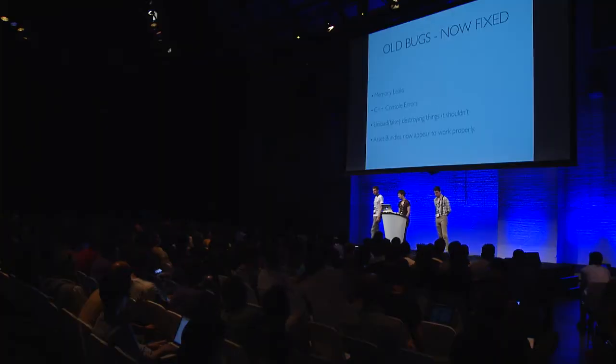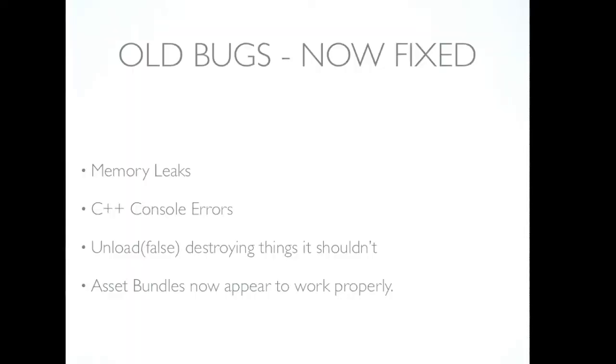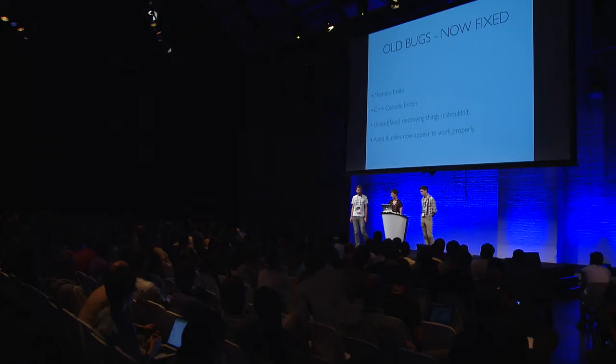So, as I mentioned when we started, there definitely were more than their fair share of bugs in asset bundles. We bumped into a bunch of them. There were some mysterious C++ console errors. There were memory leaks when you were loading and unloading content in different ways. And there was a wonderful bug where unload false would destroy assets that were being used, often instantiated.